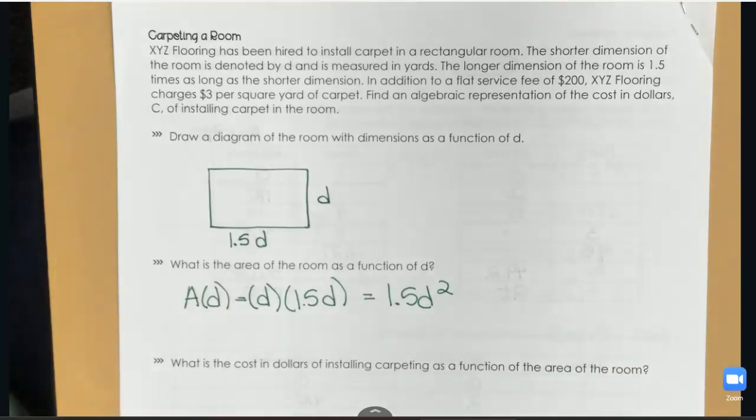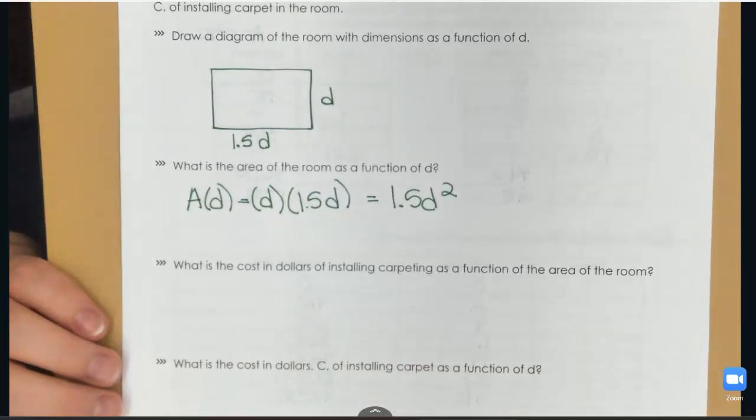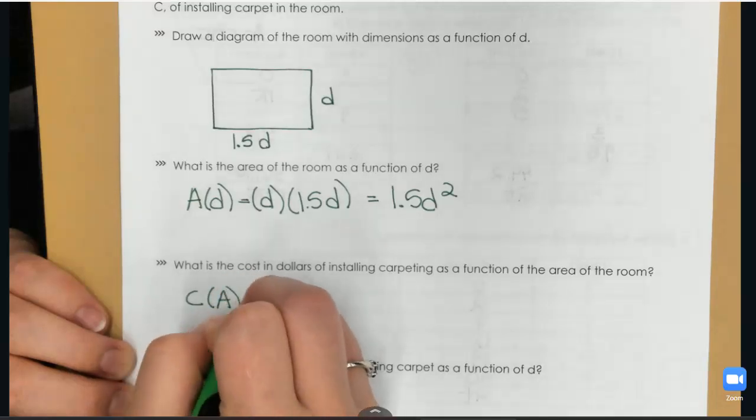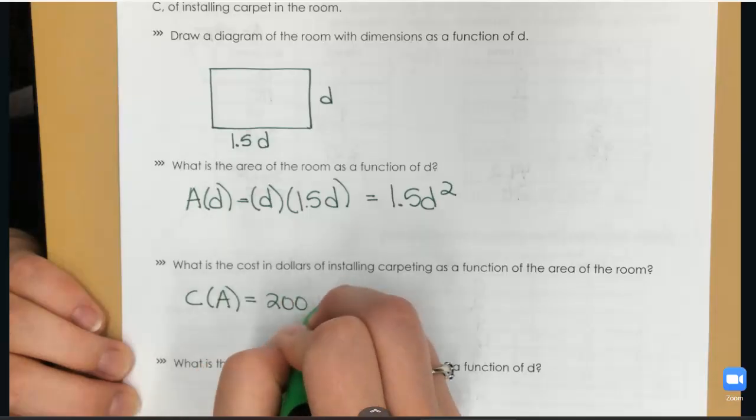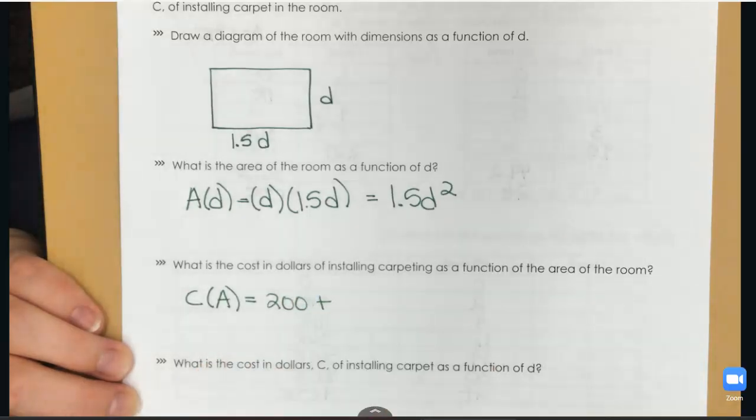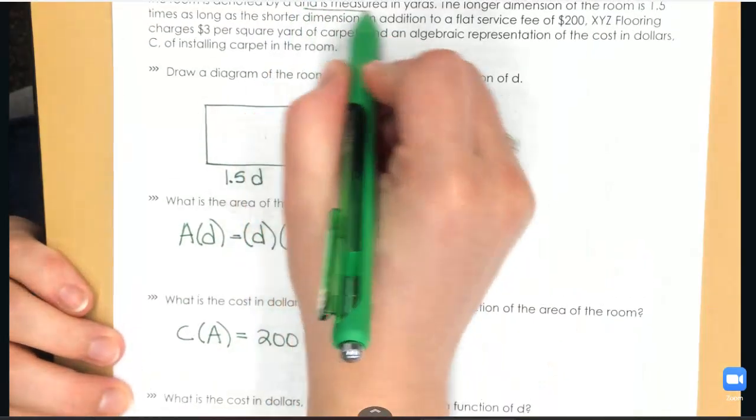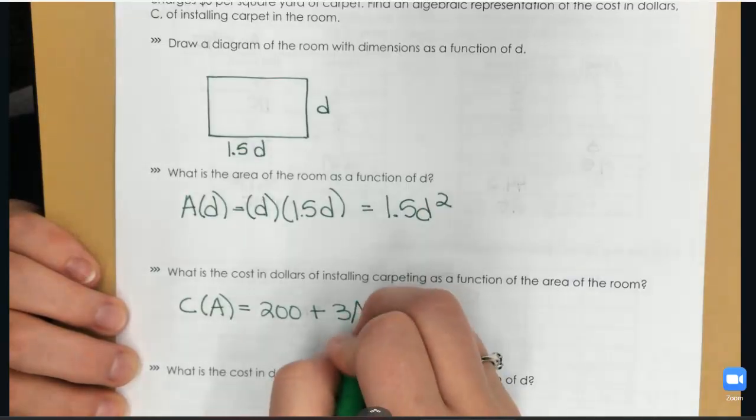Okay. Now, what is the cost in dollars of installing carpeting as a function of the area of the room? So the cost as a function of the area is that $200 flat fee plus $3 per square yard. And we are going to assume that our dimensions are in yards, and it does tell us that up here. It's being measured in yards. So 3 times my area.